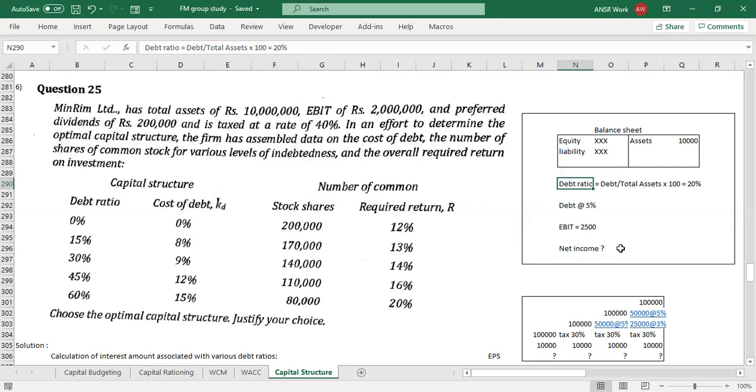So in the second one, what is the information that is given? The four information that is given to you in this small example are: assets is 10,000, debt ratio is 20%, debt is at the rate of 5%, EBIT is 2,500. You have to calculate net income. Okay, got it.